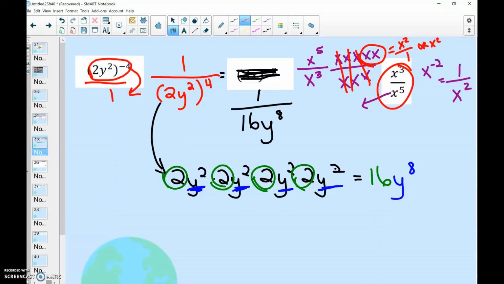Now take a look at this guy. This time, the difference between 3 and 5 is still 2. If I have $3 and you have $5, you still have 2 more than me.